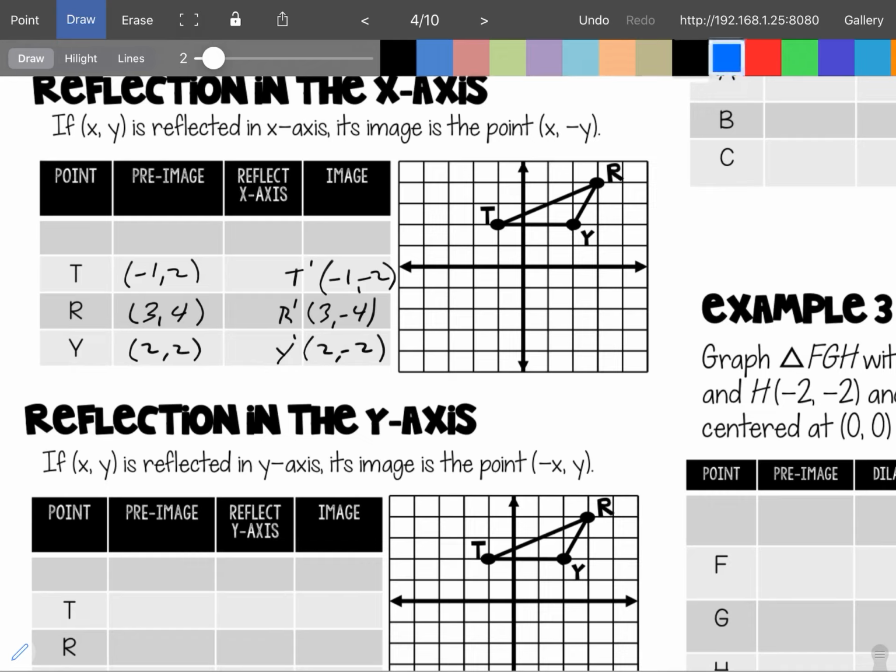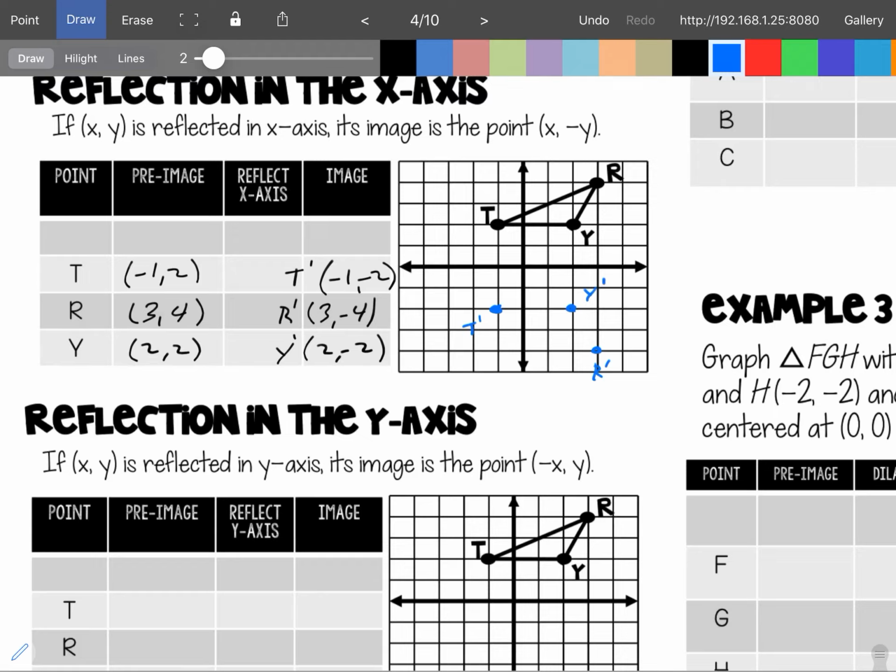So T is at 1 left, 2 down. That would be T prime. And then R is at 3 right, 4 down. So that should be R prime. So the prime ones are the image, okay, after the transformation. And a reflection is really like a flip, okay? We're going to flip this thing over the x-axis. And then Y prime, that's at 2 right, 2 down.